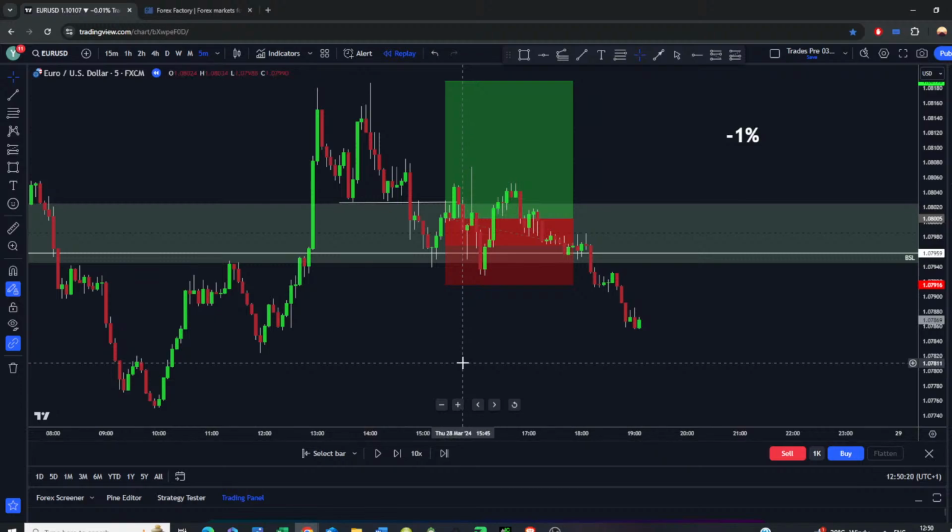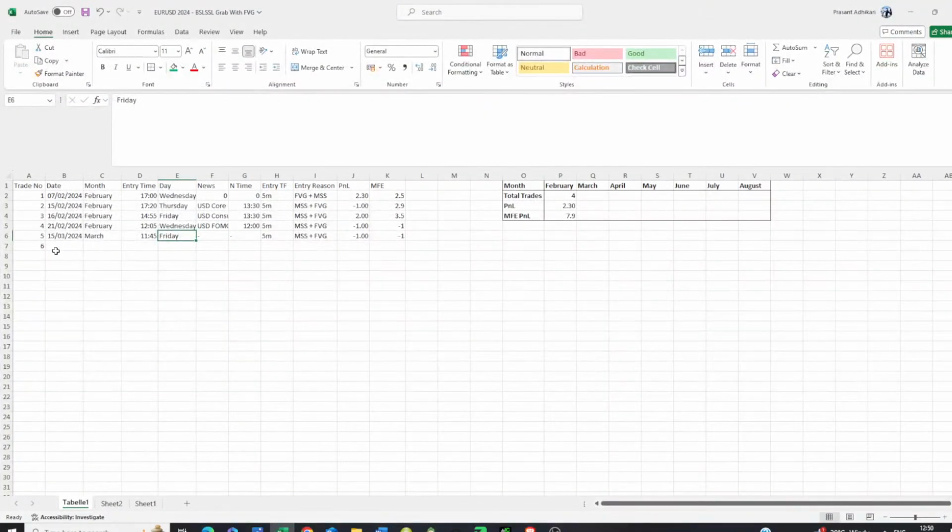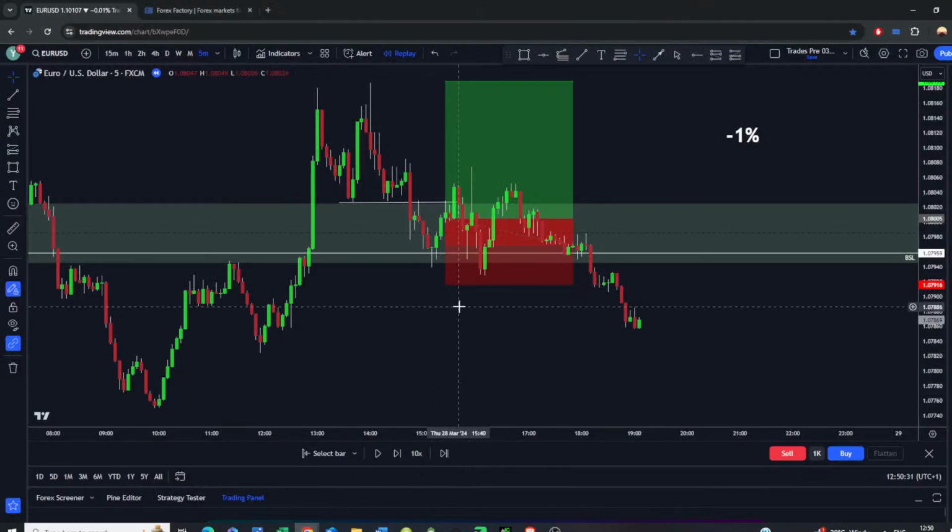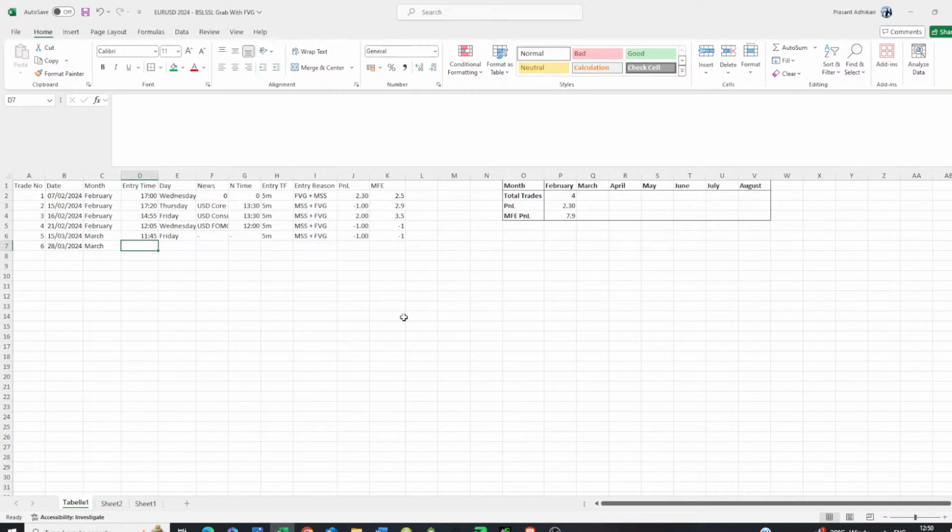Take the trade on the 28th of March. What time is this? 15:45. Thursday. No news at this time. Entry time 25-minute time frame. Market structure shift plus FVG -1, -1.